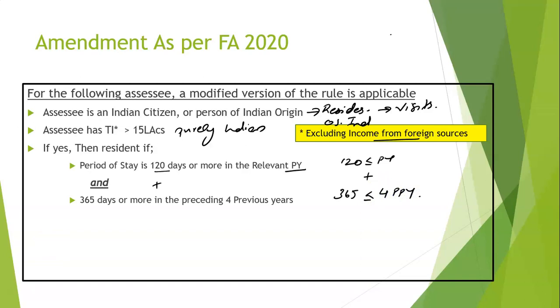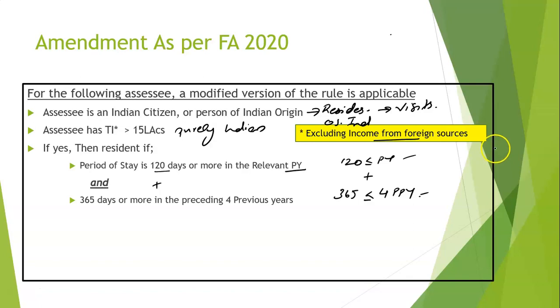That is, an assessee who is an Indian citizen or person of Indian origin with a total income exceeding 15 lakhs, which is just from Indian sources. That is, the assessee has Indian-source income alone which crosses 15 lakhs. Then the assessee's residential status shall be determined on the basis of the number of days he stays, and the number of days to be satisfied here is 120 days or more for the relevant previous year, along with 365 days or more for the 4 preceding previous years. Both of these two conditions have to be satisfied. Then only the assessee shall be treated as a resident.